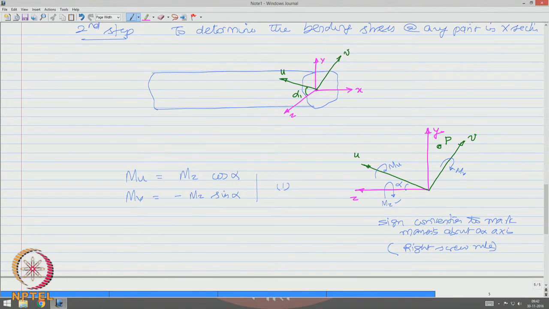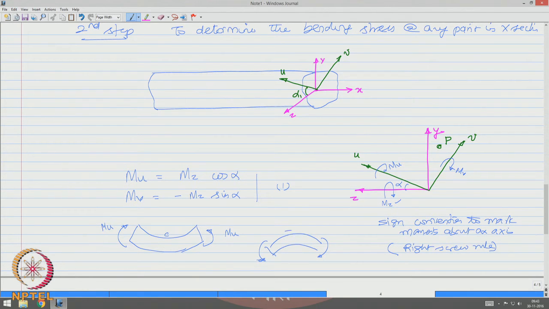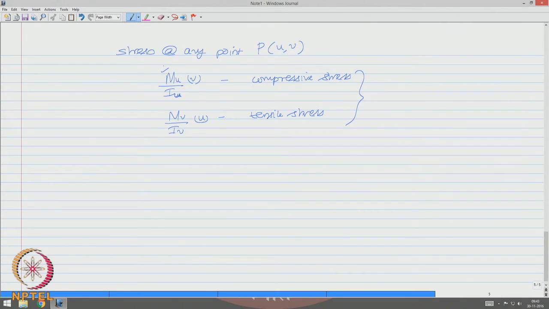So, let us look at Mu, which will create a bending of this nature, which creates compression at the point in the positive coordinates. If you look at Mv, it is applying a moment of this order, which will create tension here for Mv. So, Mu will result in compression and Mv will result in tension.